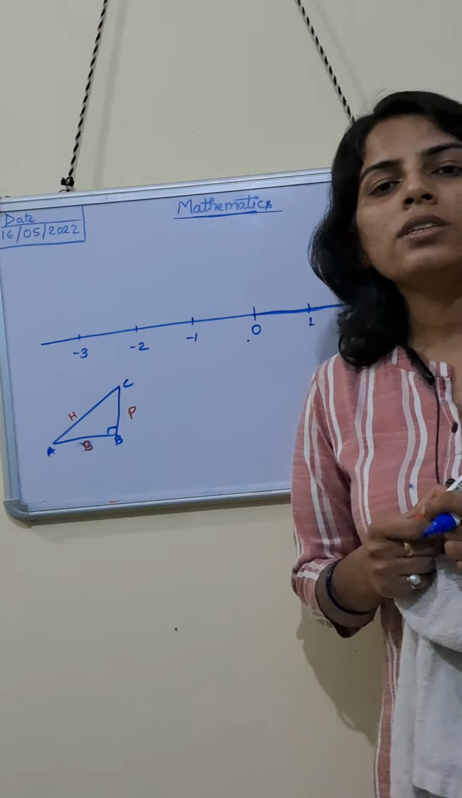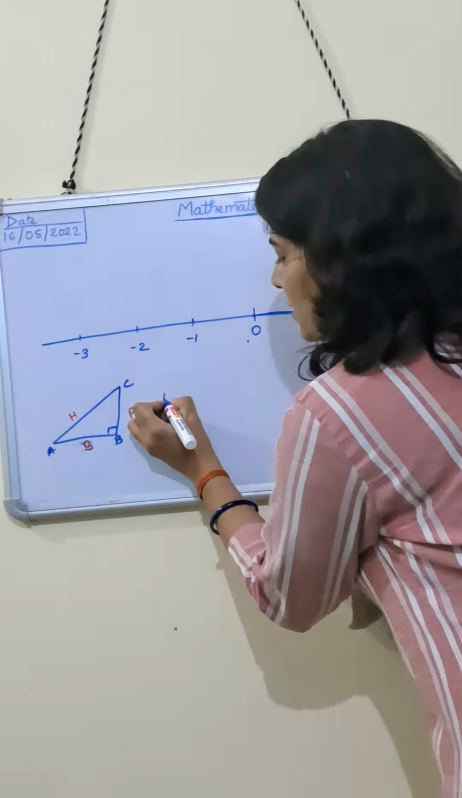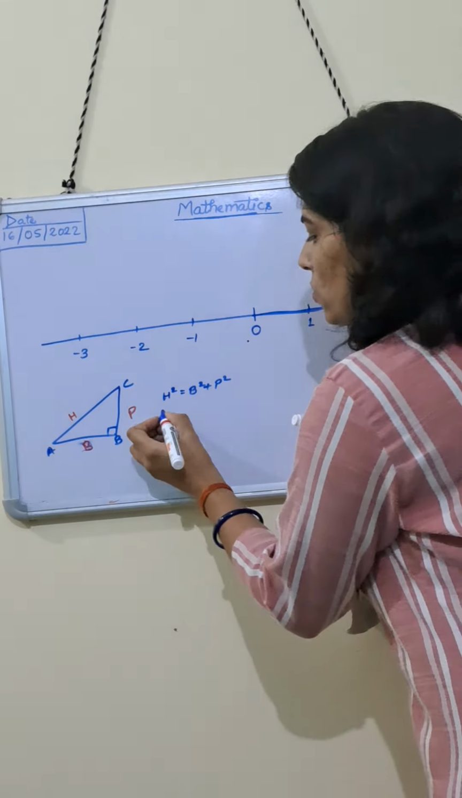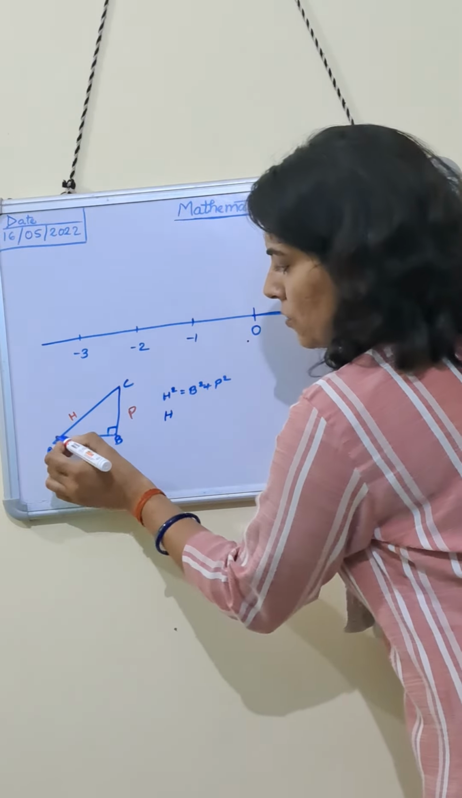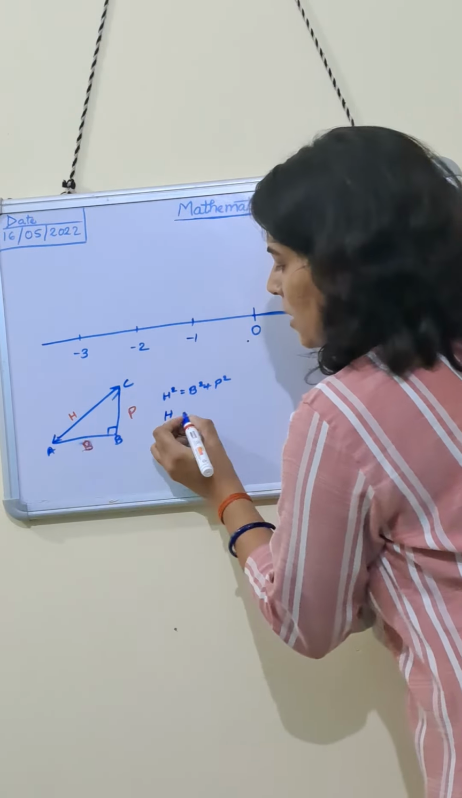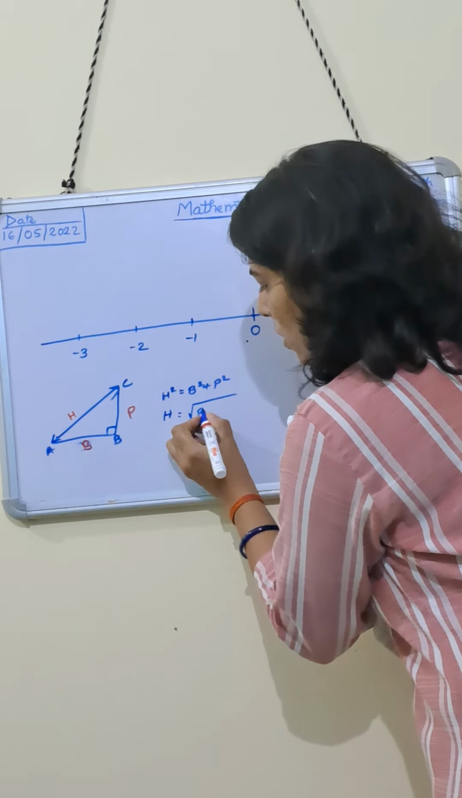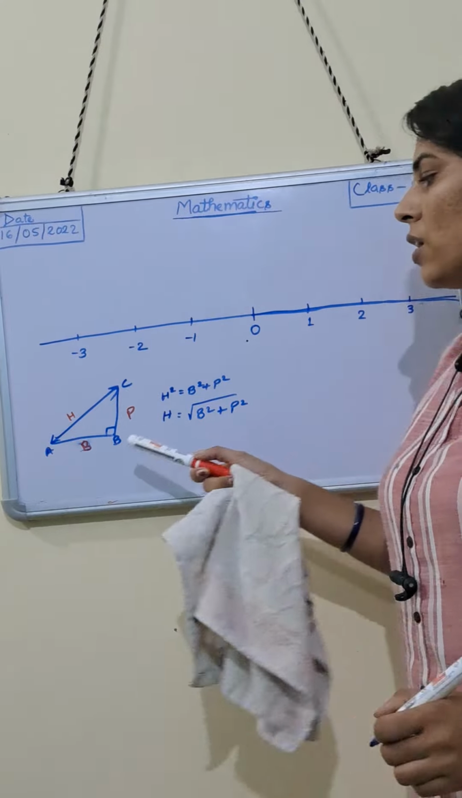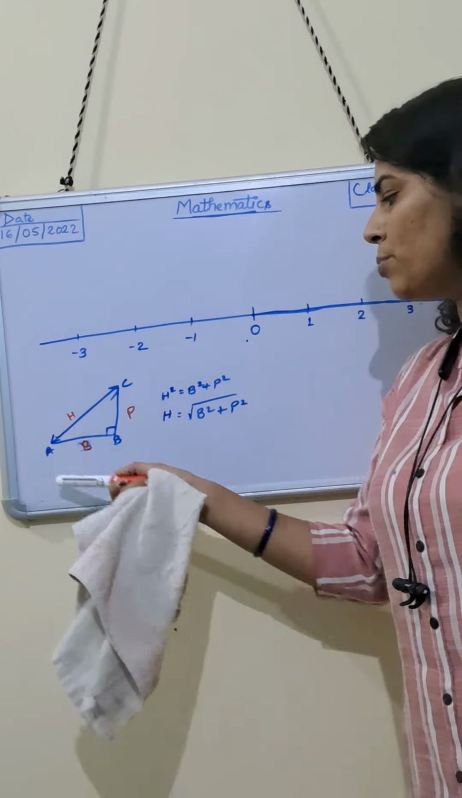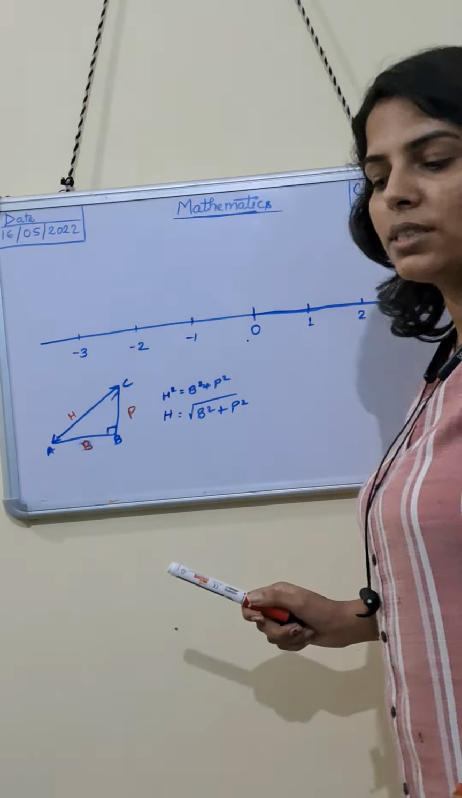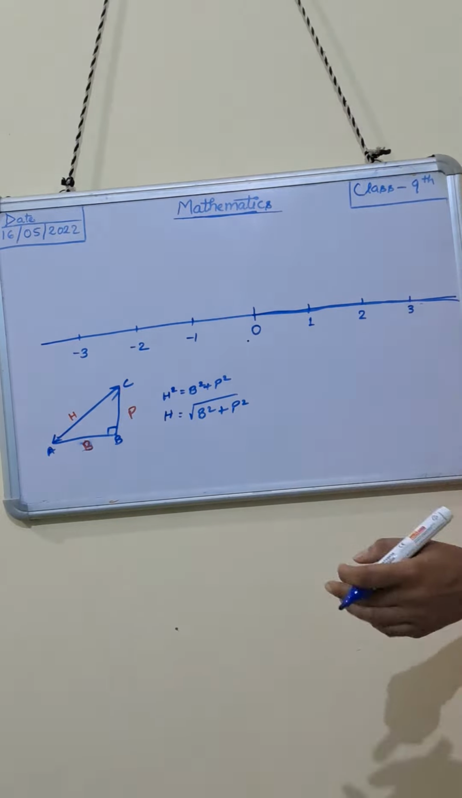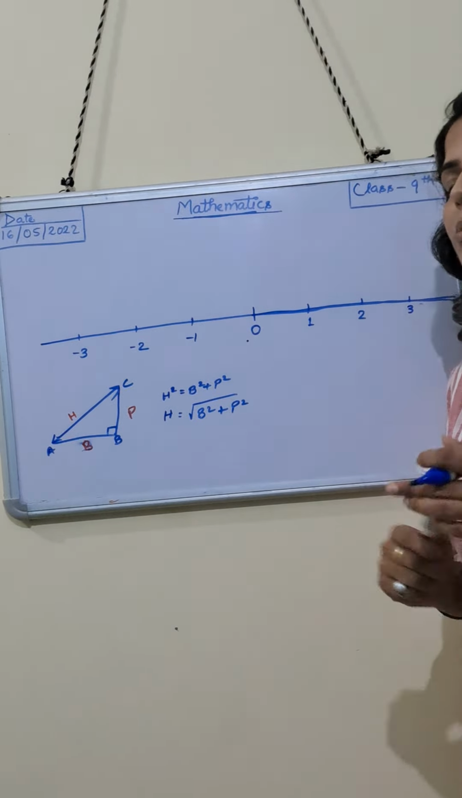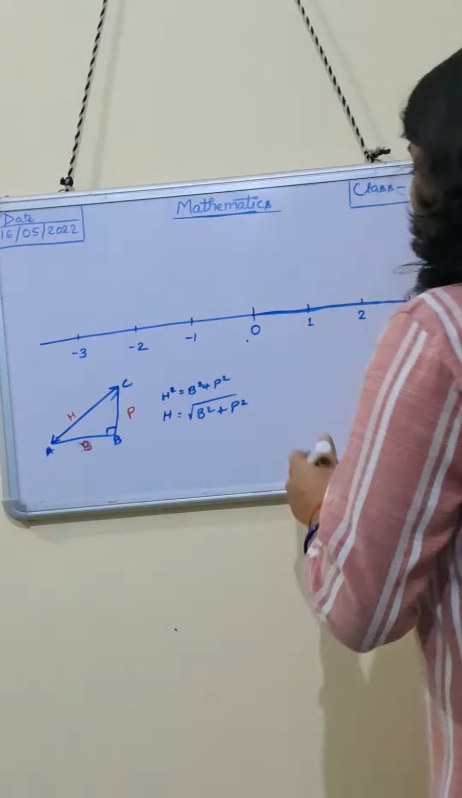So, by Pythagoras theorem, you can say that hypotenuse square is equal to base square plus perpendicular square. Okay, you know already. So, we can find the length of the hypotenuse by under root of base square plus perpendicular square. Okay. I told you this before because I am going to use this here on the number line to represent the irrational number.